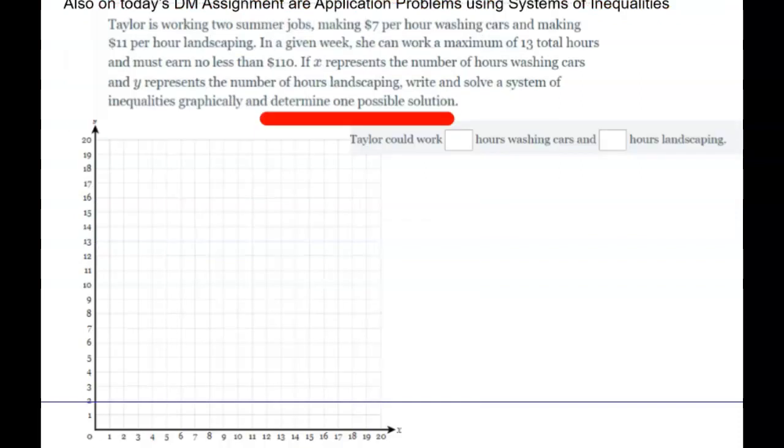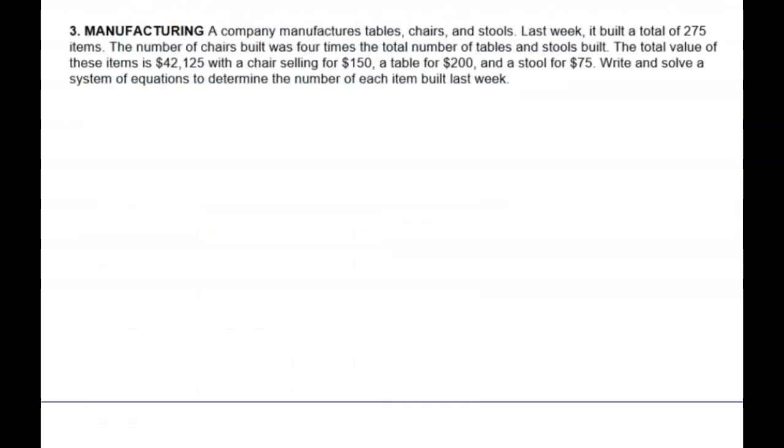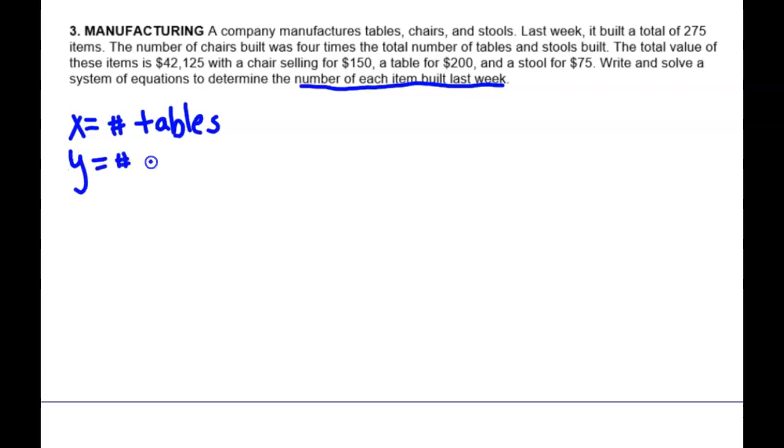All right, let's do number 3, manufacturing. A company manufactures 3 things, and we want to determine the number of each that they build. So I'm going to use X equals number of, what do you want me to use? Tables. Y equals number of chairs. And Z equals number of stools.